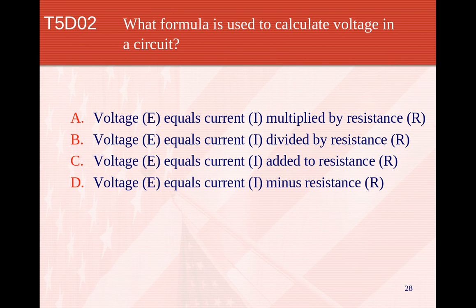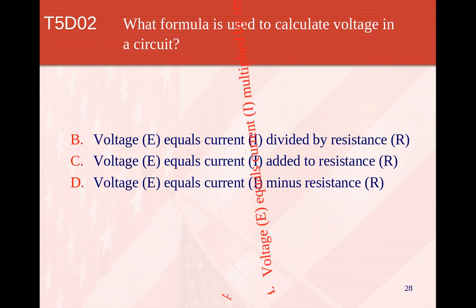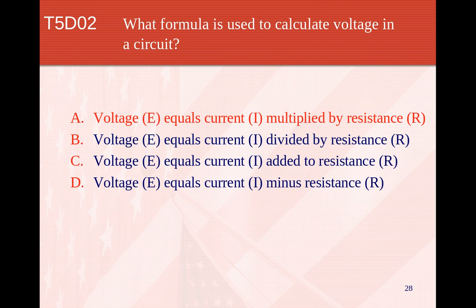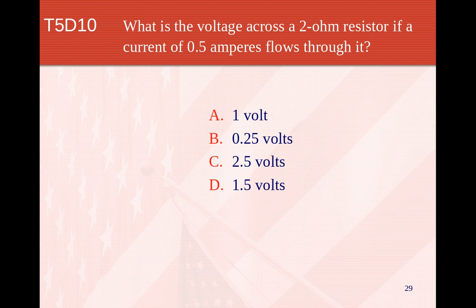What is the formula to use to calculate voltage in a circuit? This is that E over I times R magic circle. Voltage equals the current multiplied by the resistance. What is the voltage across the 2 ohm resistor if the current is 0.5 amps? So E is equal to I times R. 2 times 0.5 gives us 1 volt.